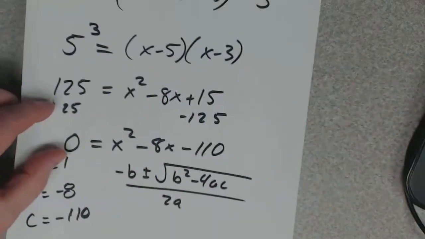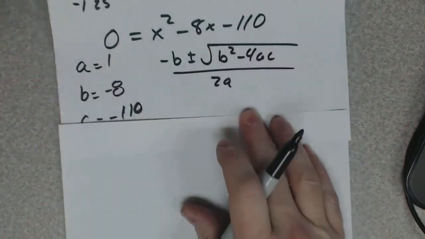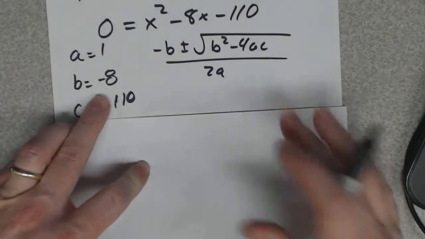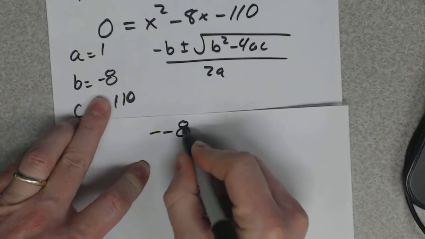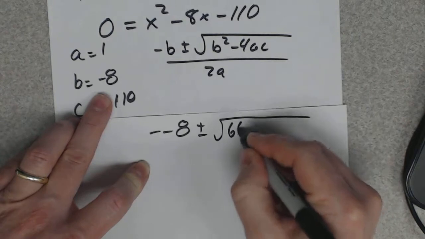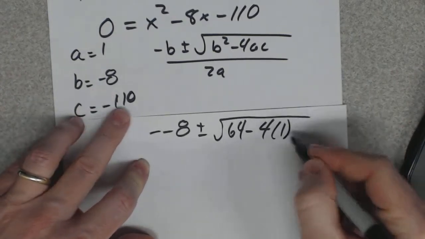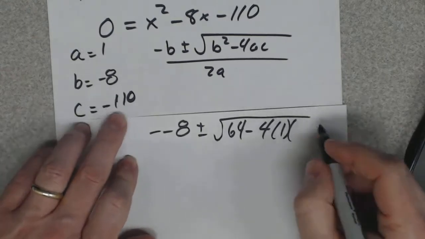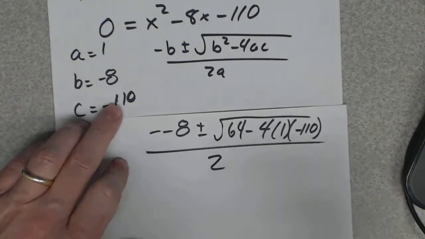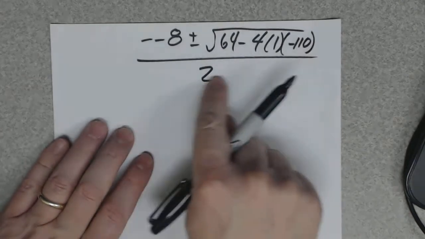Need some more paper here. So I'm going to plug that into my quadratic formula. So negative 8 plus minus, I'm going to go ahead and square my negative 8. Negative 8 squared is 64. 4 times 1, which I'll go ahead and write just because I can. And then C is negative 110, all over 2 times 1. I'm not going to write 2 times 1. That's ridiculous, because 2 times 1 is just 2.